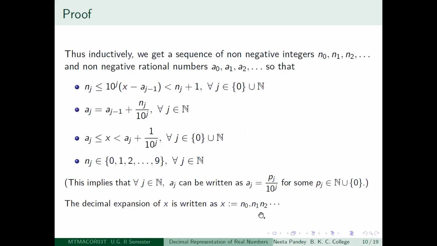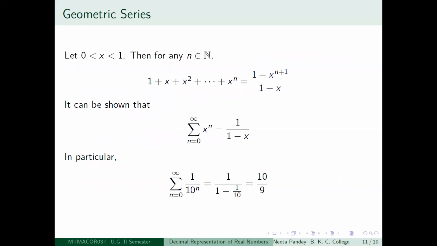So what we are left with is that we have not yet proved that there is no infinite string of nines at the end, for which I am going to request that you believe a little bit about the next result.